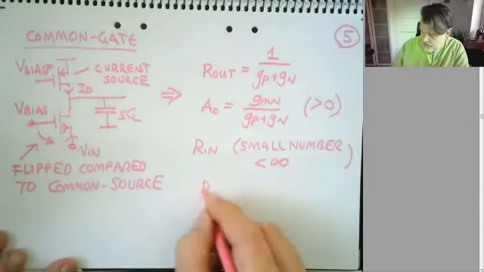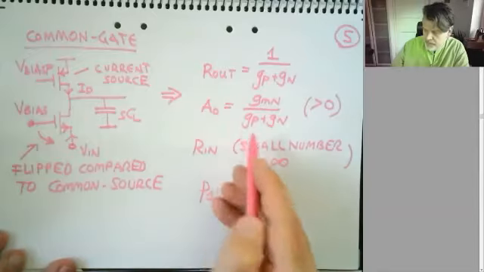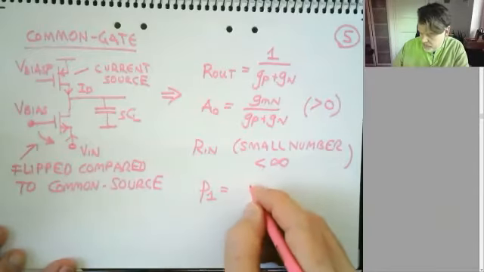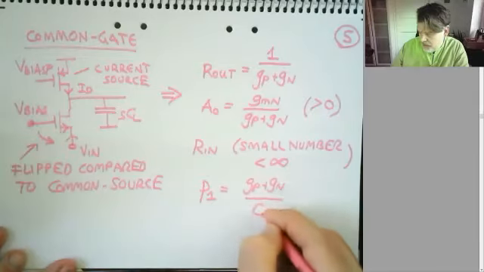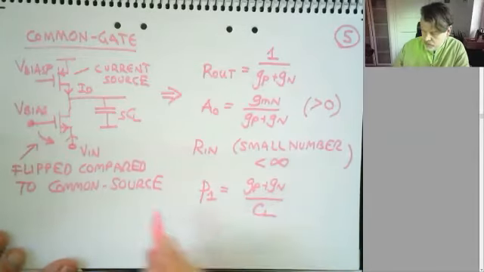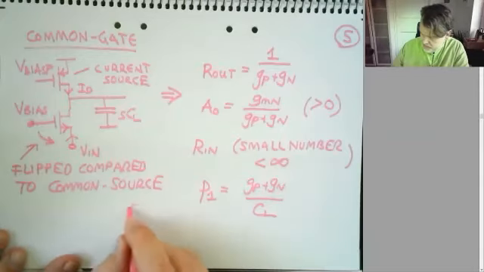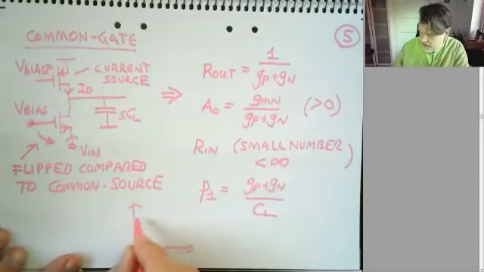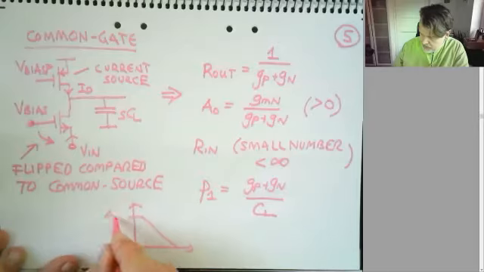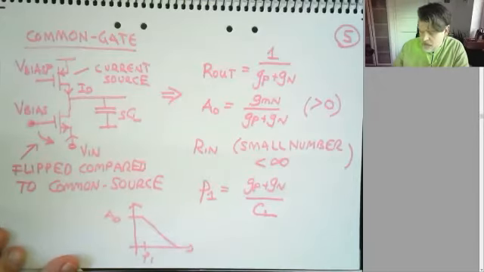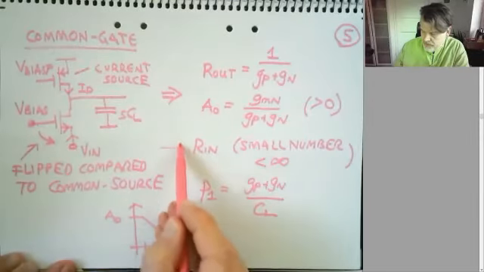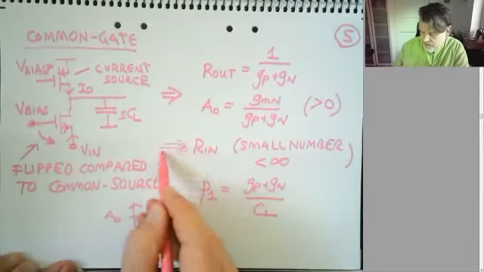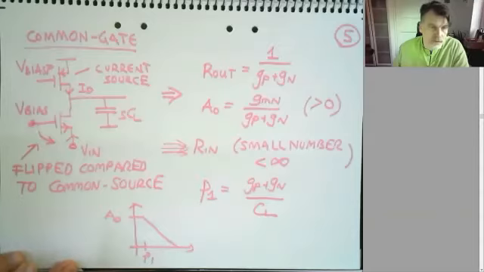And P1 then, well, that's simply the same as for the common source. So it's GP plus GN divided by CL. So also here I have a case which has high gain A naught and a low pole P1. But I also have a resistor here, the input resistance, which is non-infinite.